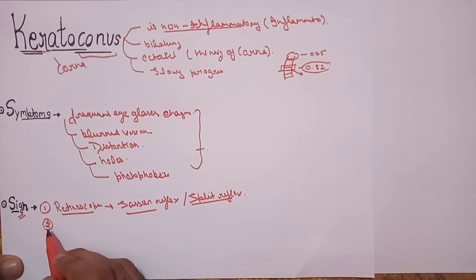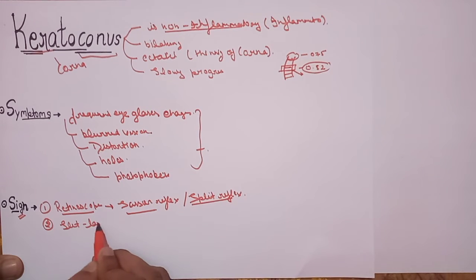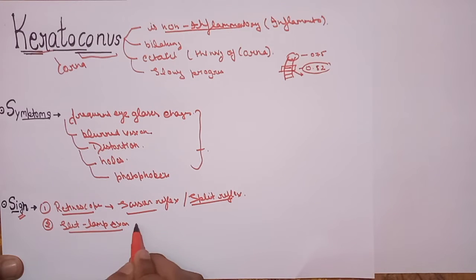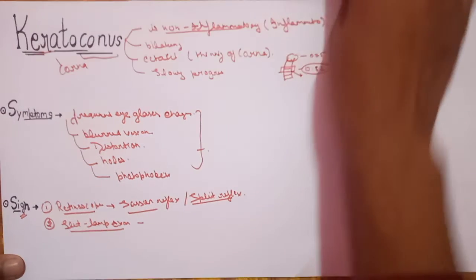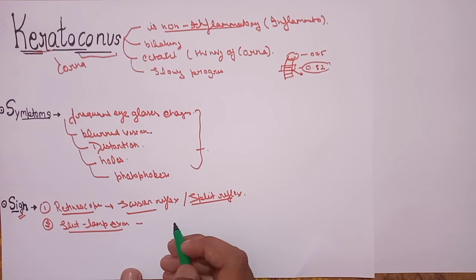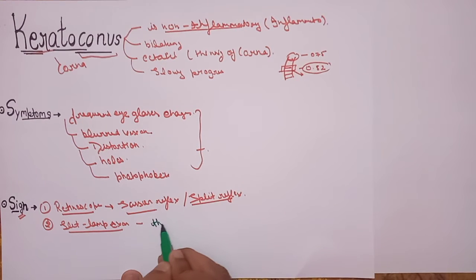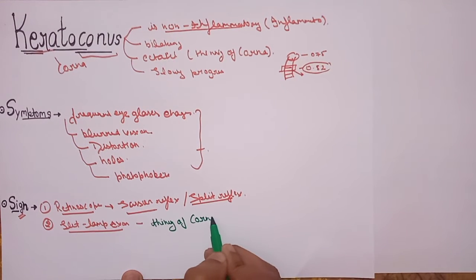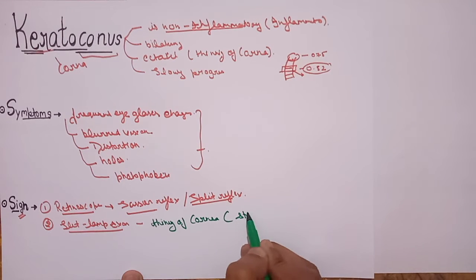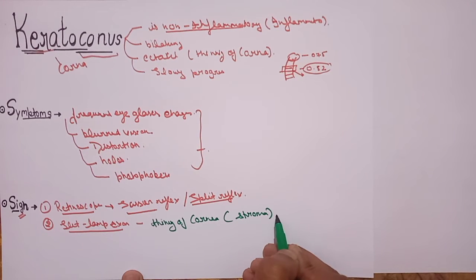Second is slit lamp examination. In slit lamp examination, we first see thinning of the cornea, mainly in the stroma layer.